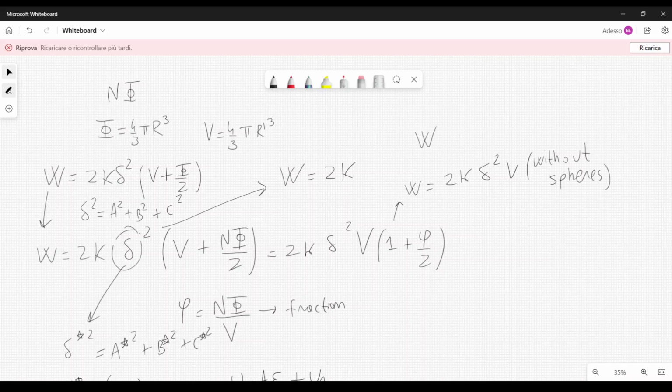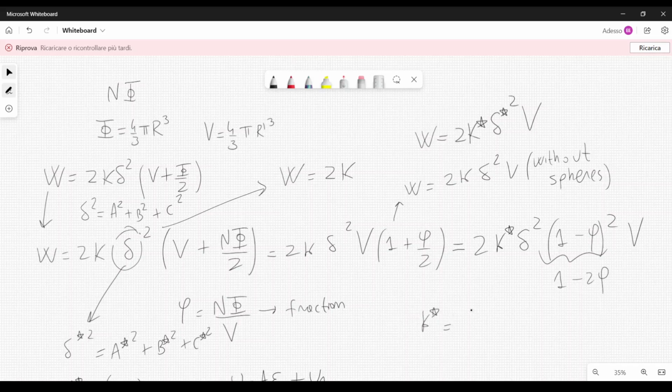With the spheres, W can also be calculated in a similar fashion as twice k star delta star squared times the volume, like this, where k star represents the coefficient of viscosity of the mixture which takes into account the liquid and also the spheres. So this work will be equal to twice k star delta star squared, which we calculated to be delta squared times 1 minus phi squared times the volume, and this is approximately 1 minus 2 phi. And from here we can calculate k star.